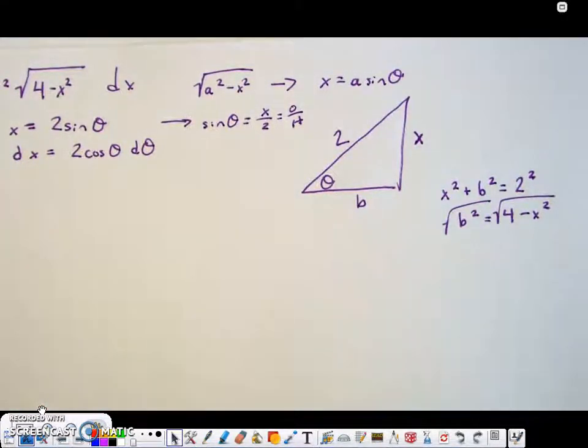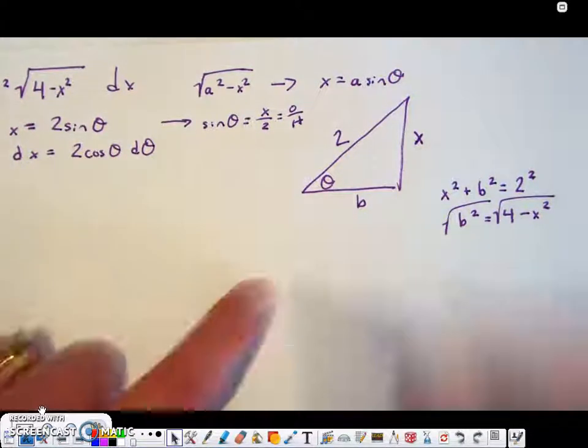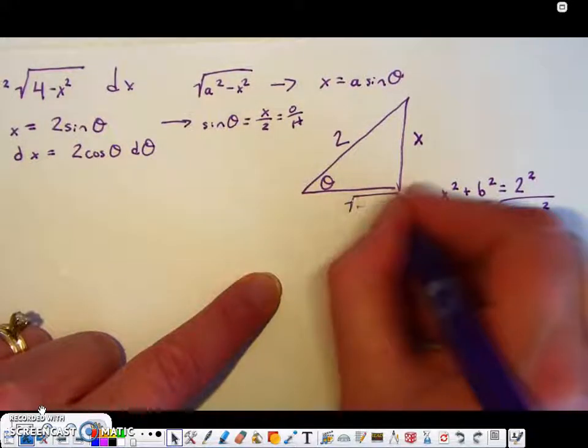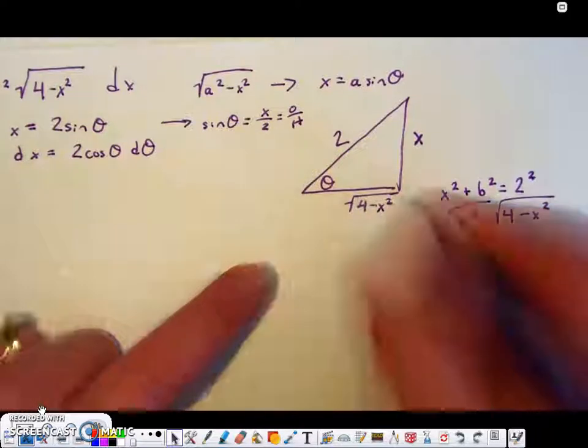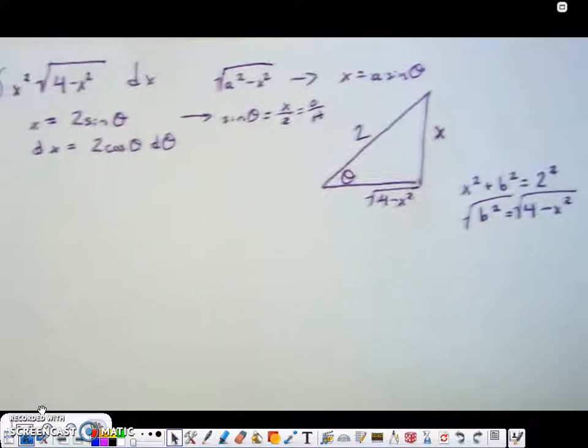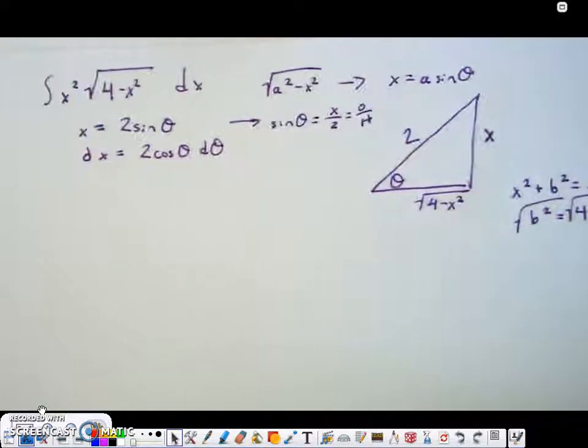What's that? Yes. Yes, and that's why you choose it that way, so that it will be helpful to you in the problem. Okay. All right, so now we'll go and we'll make our substitutions.